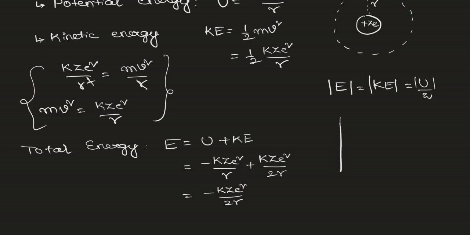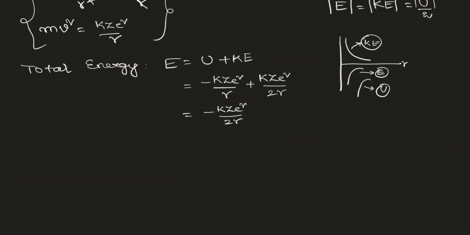And if we draw a graph between energy and distance, all energies will give you rectangular hyperbolas. They are inversely proportional to distance. But as it is positive, this is kinetic energy, and potential energy is more negative, and total energy is less negative. So more negative will be potential energy and less negative will be total energy. You can expect some questions based on this.